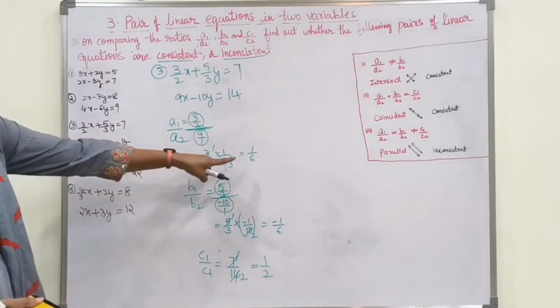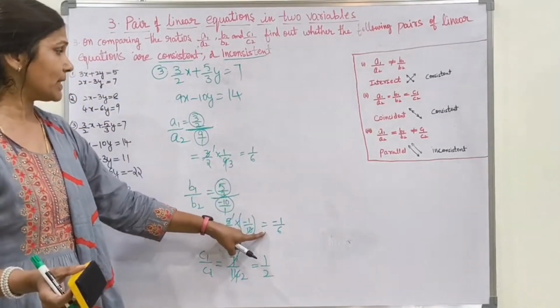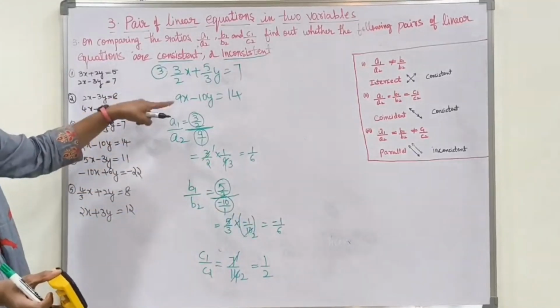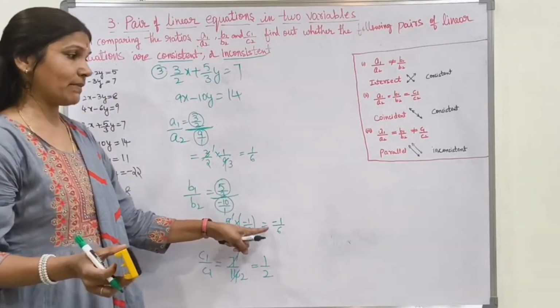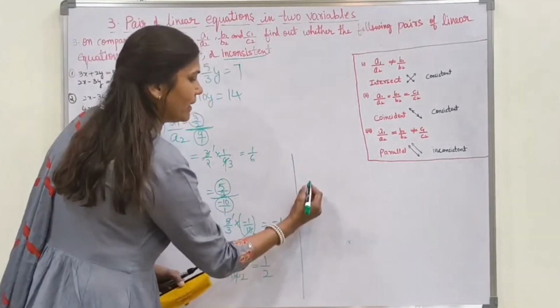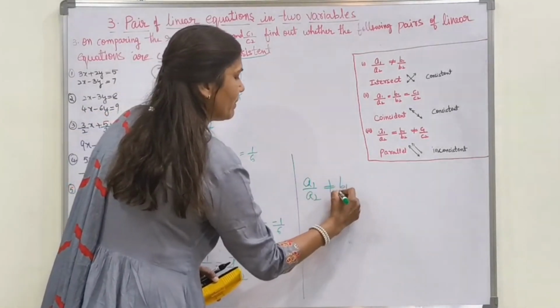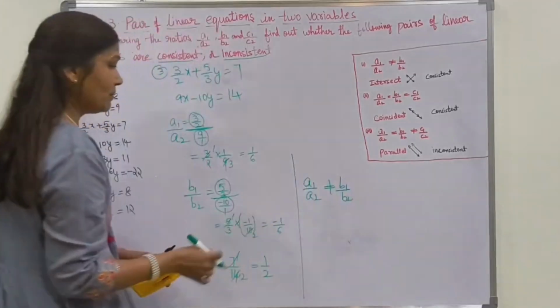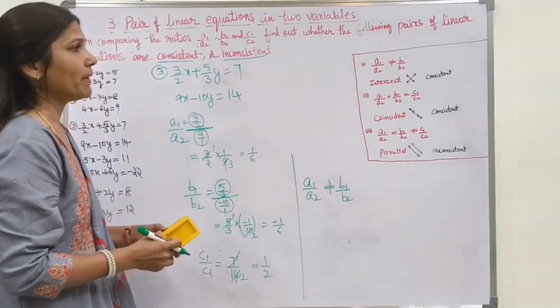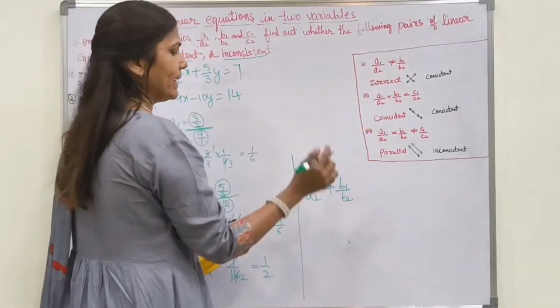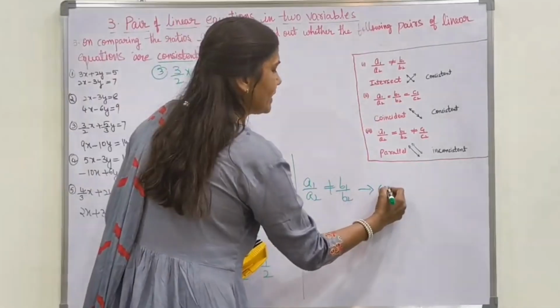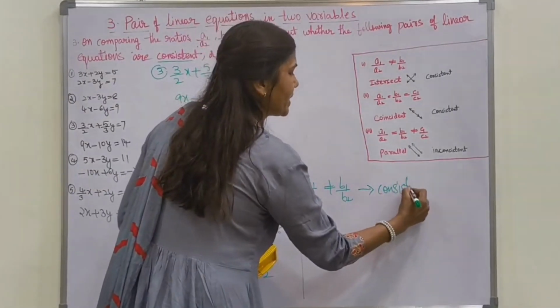Here observe, this is 1 by 6, this is minus 1 by 6. So everything we are taking is correct. So this is 1 by 6 and minus 1 by 6. So A1 by A2 is not equal to B1 by B2. These two not being equal means which type of lines? Intersecting lines. Intersecting means what? Consistent answer. Consistent, you write it.